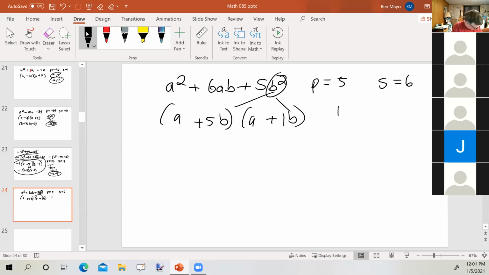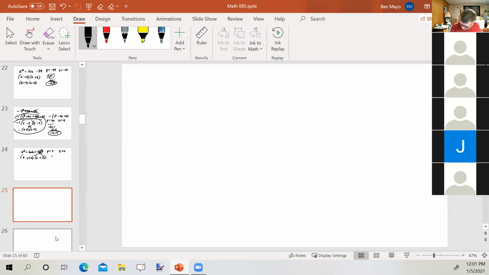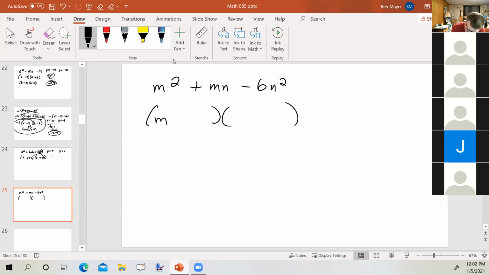Let's see here. How about this one? m squared plus mn minus 6n squared. It's in standard form in terms of m squared, no m at all, going down. Leading coefficient is positive, so I don't need to factor out a -1, and there's no greatest common factor I can take out. So I'm going to have m's at the front and n's at the end.